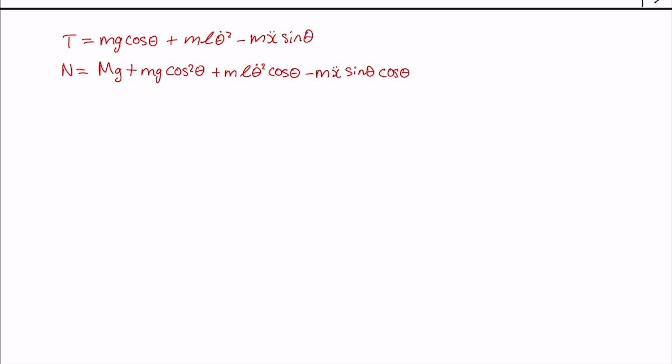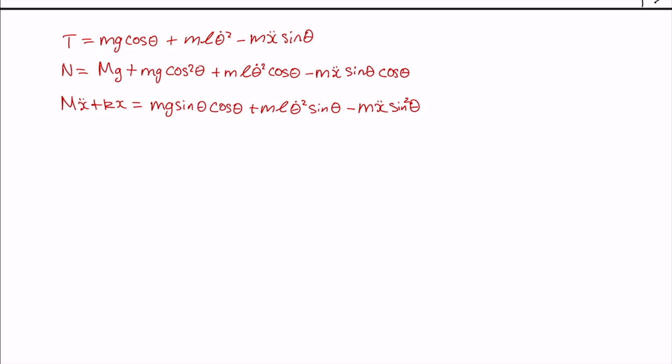We can then plug the tension into our equation for x double dot, and we'll get m x double dot plus kx is equal to mg sine theta cosine theta plus ml theta dot squared sine theta minus m x double dot sine theta. That should be sine squared theta.